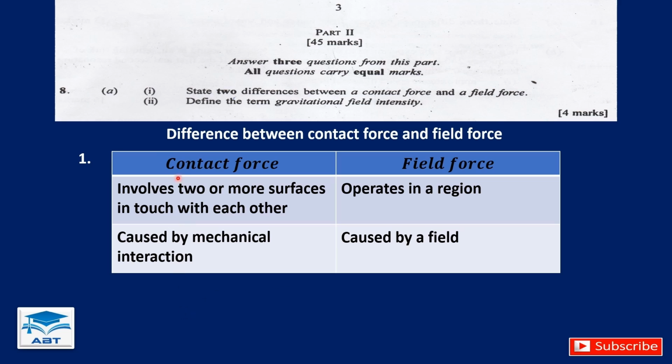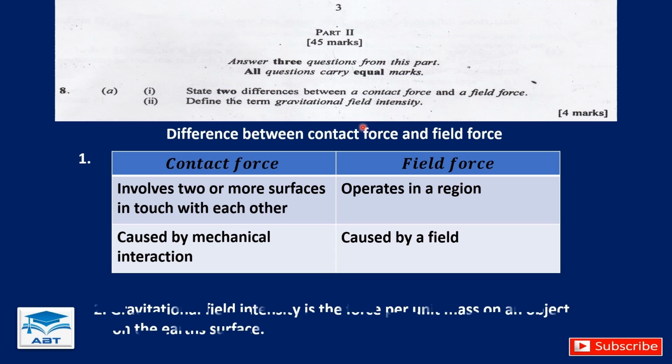Now, the II part: define the term gravitational field intensity. This is a straightforward question. Gravitational field intensity is the force per unit mass on an object on the Earth's surface.